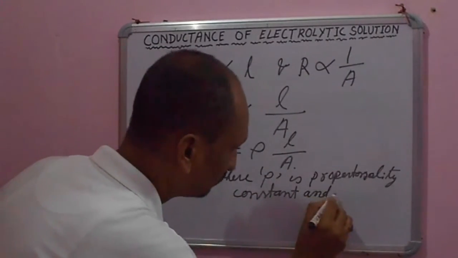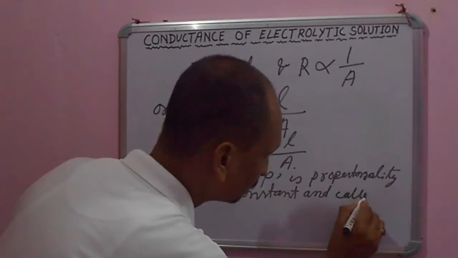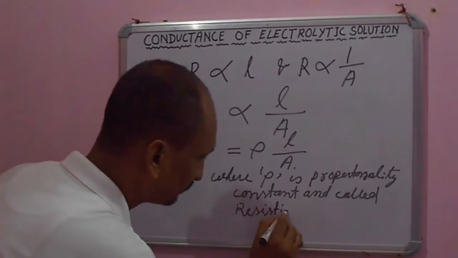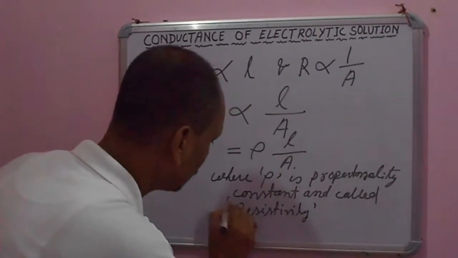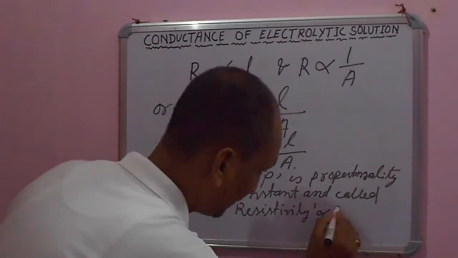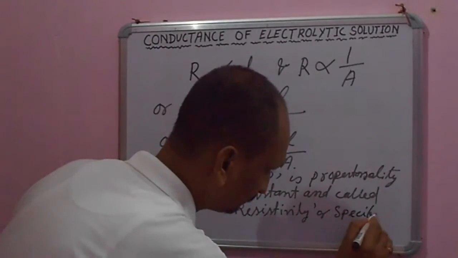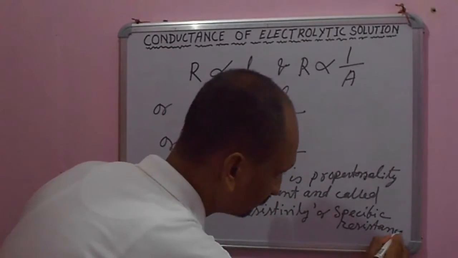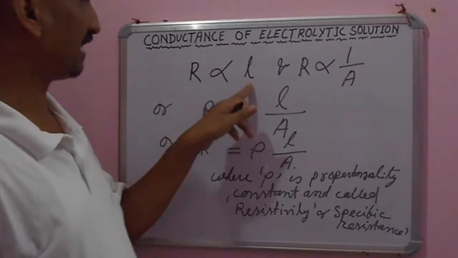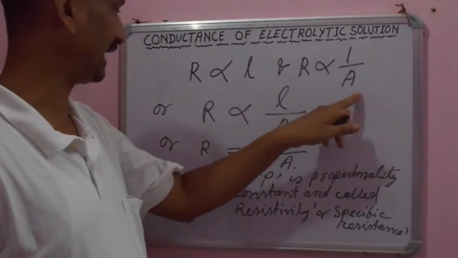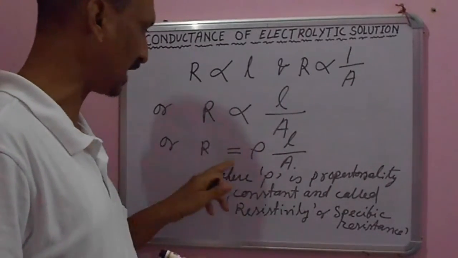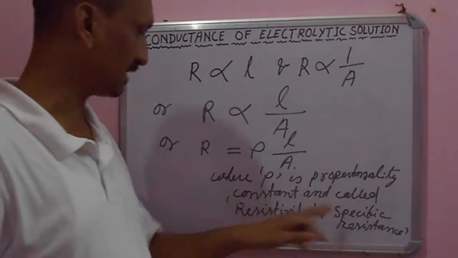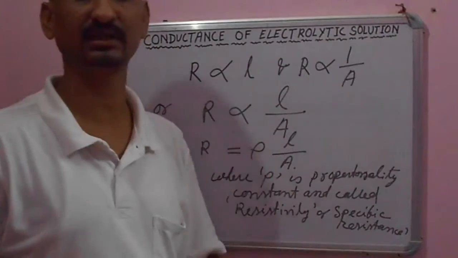called resistivity, or specific resistance. So R is proportional to L, R is inversely proportional to A, that means R is proportional to L by A, or R will be equal to rho L by A, where rho is the proportionality constant and is called resistivity or specific resistance.